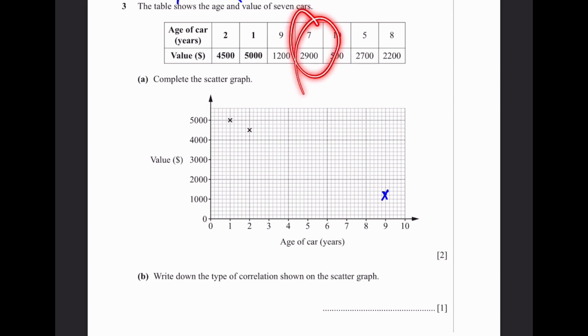Next, 7 years and 2900. 7 and 2900. It's right there. Then 10 and 500. That's all the way down here. 5 and 2700. That will be right there. And then 8 and 2200. So 8 years, $2,200. And that's the answer.